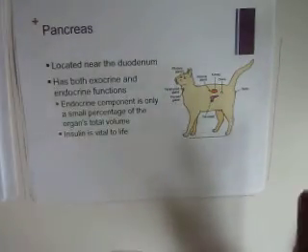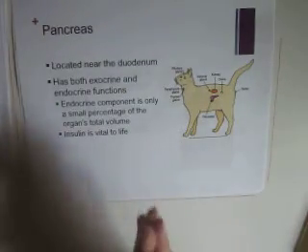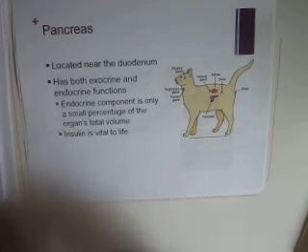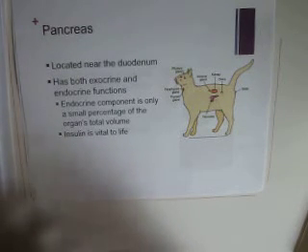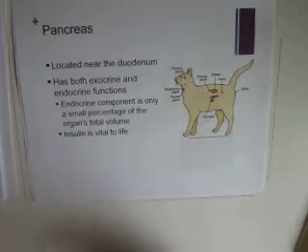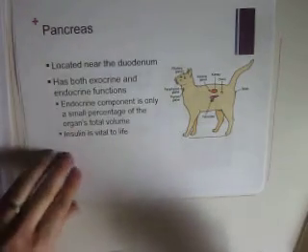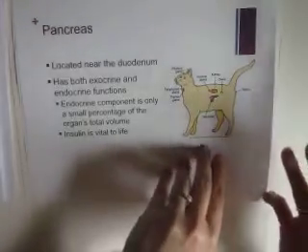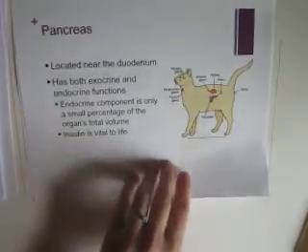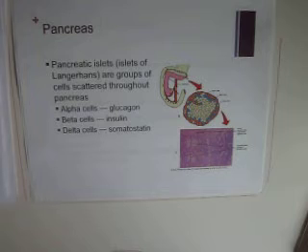It can secrete things right out into the intestines, or it does an endocrine function where it secretes hormones into blood vessels. The endocrine component is the one we're going to talk about, and it's only a small percentage of the organ's total volume, because insulin is vital to life. We always think insulin, glucose, diabetes. Those are the words we hear together.